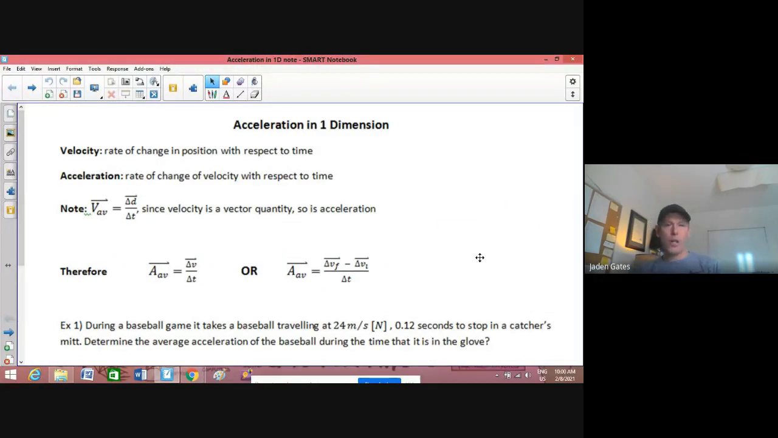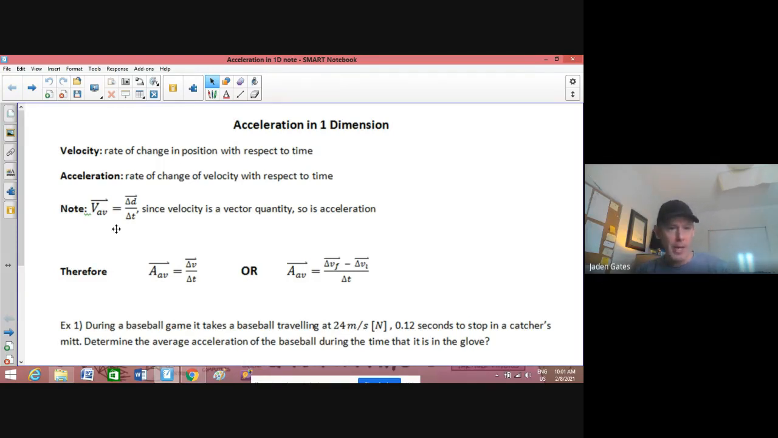All right, so like I said, we're moving on to acceleration. We just looked at velocity and speed. Velocity is the rate of change in position with respect to time. Acceleration is another level up, where it is the rate of change of velocity with respect to time. So again, in terms of real life language, velocity is how fast your distance is changing with respect to time, and acceleration is how fast your velocity is changing with respect to time.